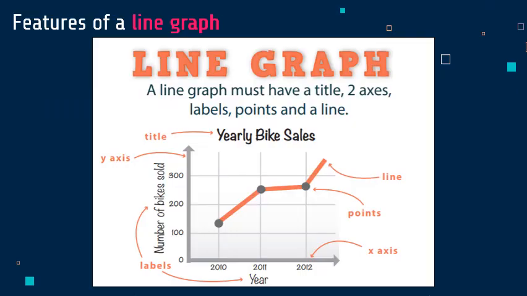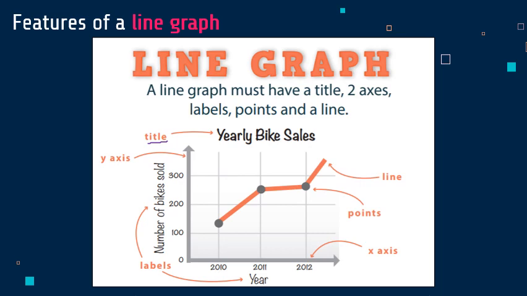Okay, so let's review the features of a line graph. So this is what they look like roughly. The first thing I'm going to look at is my title. So this is about yearly bike sales. So this is what this graph is telling me. This is the data or the information this graph is telling me.